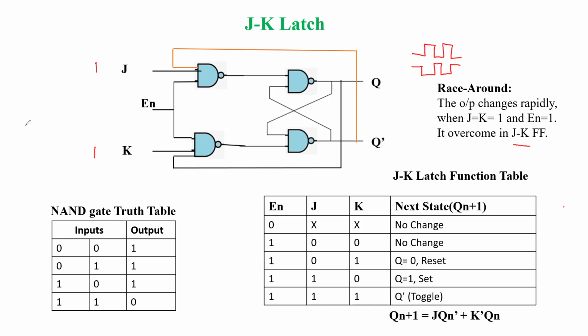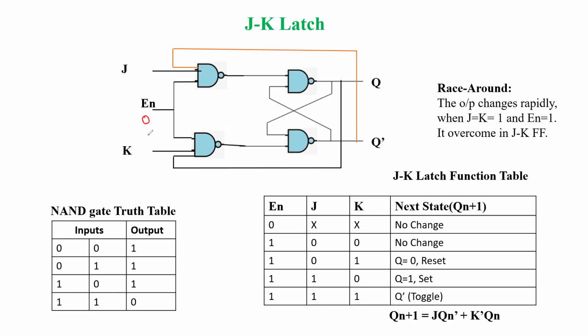Now we'll see that since we have designed the JK latch with the help of NAND gates, in the case of a NAND gate we know that whenever any one input is 0, we are sure that the output is 1. So in the initial stage, we have enable as 0. Enable 0 means, if the device works with active low enable, then when enable is 0 it will accept the input from J and K.